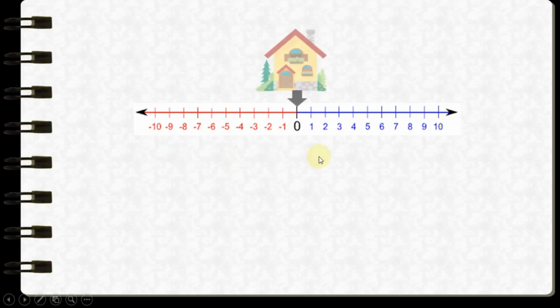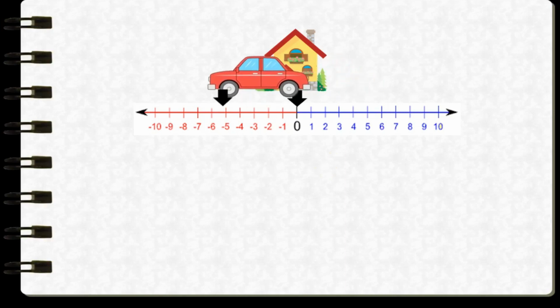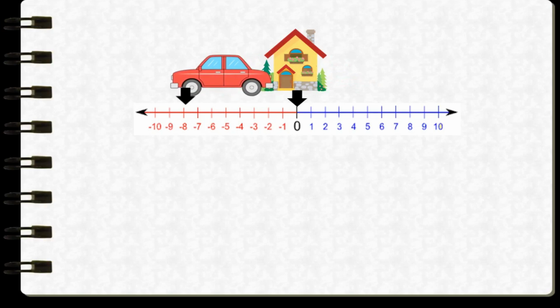Let's say for example, a house which is located at the origin which is 0. And then I have here a red car. Okay, so the red car traveled going to the left and stopped at -8. Meaning to say, the red car now is 8 units from 0.